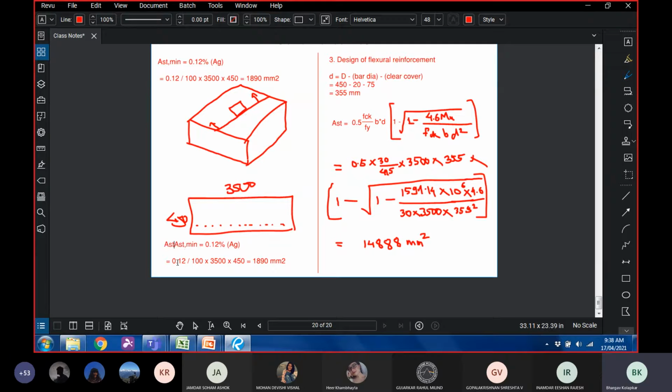Therefore, AST provided, or what we have calculated, is greater than AST minimum. Therefore, we are okay, or the design is okay.